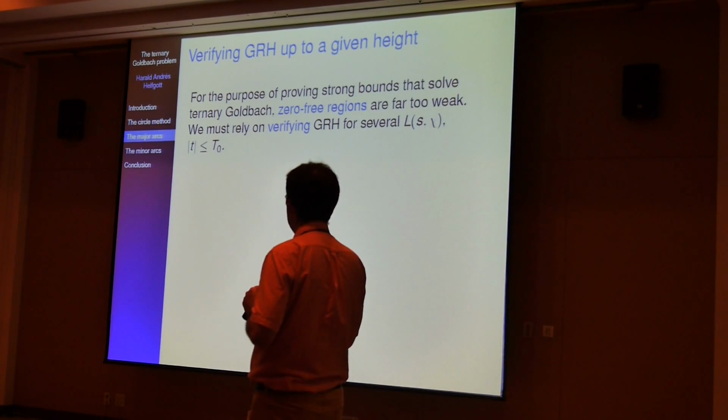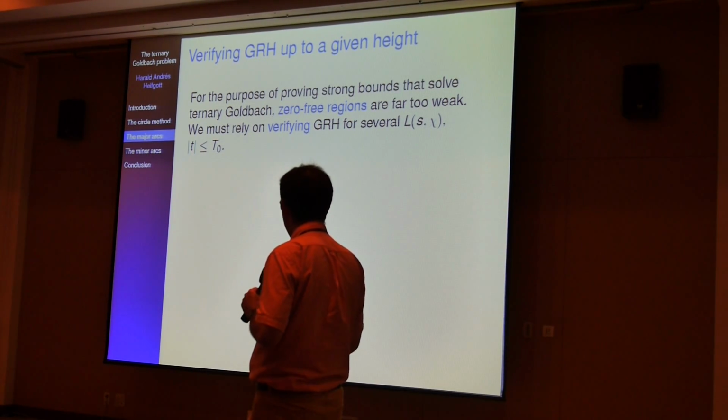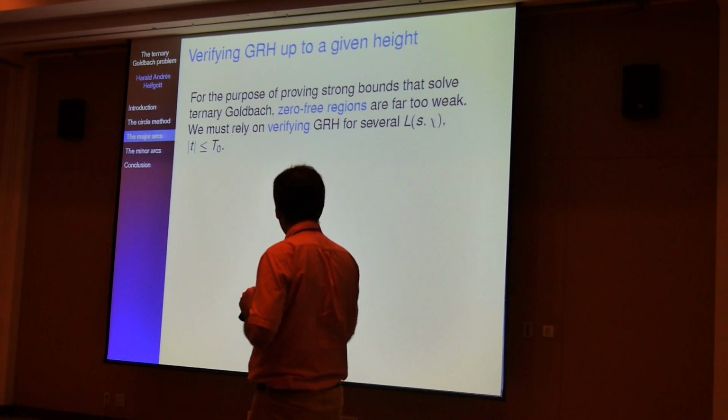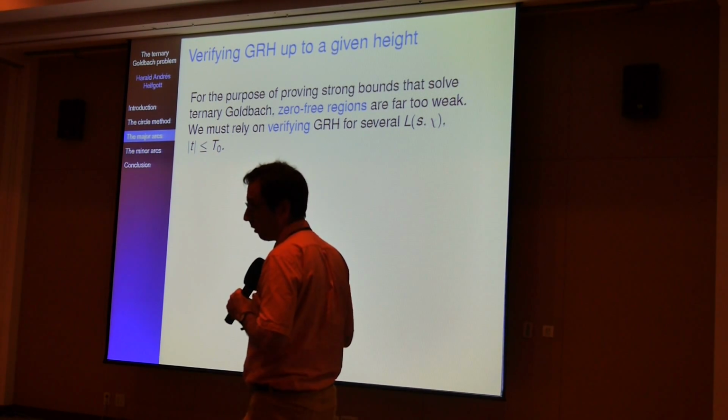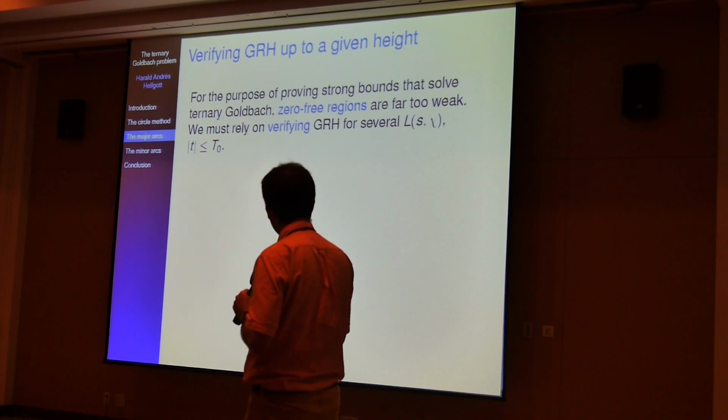The problem is that zero-free regions are far too weak to give you strong results, as in to give you a C small enough, say 10 to the 30. So you have to rely on verifications of GRH. So this slide will be the interesting computing bit. Checking the conjecture up to 10 to the 27, that's home computing.